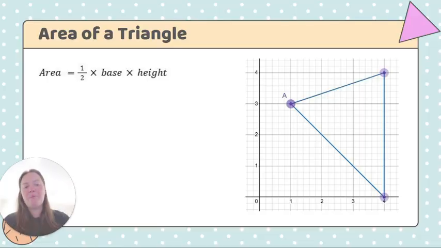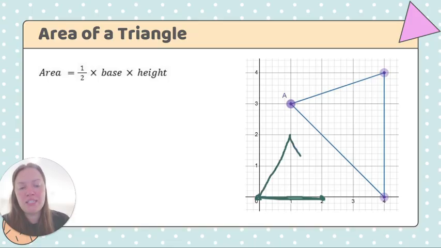What that means is the base is going to be the flat side that we are working with, the connection of 2 vertices. And then the height is going to be the distance that goes from that point down to the base. We also call this height the amplitude, so you'll hear it called both ways.